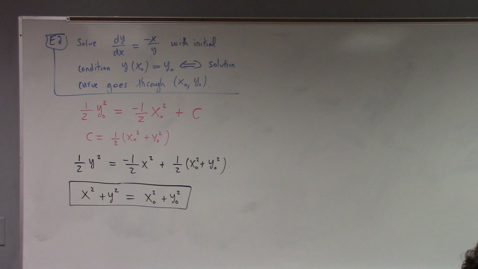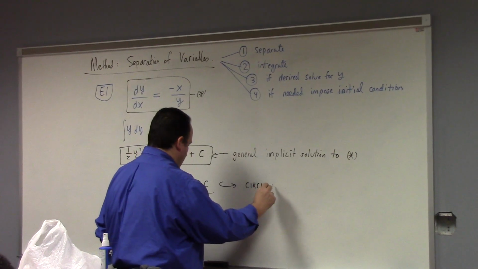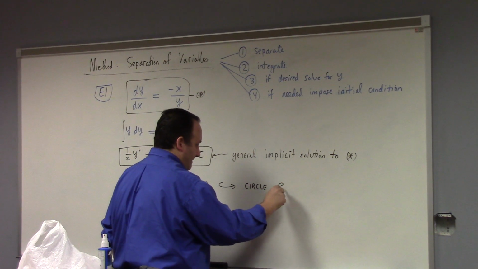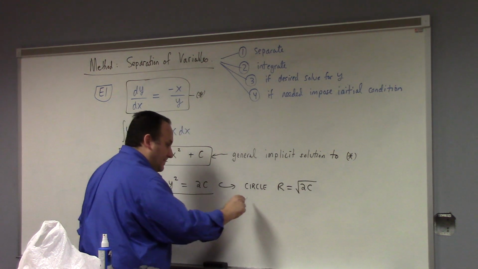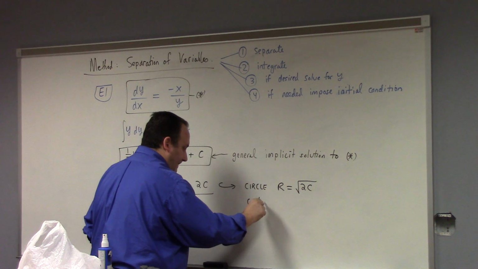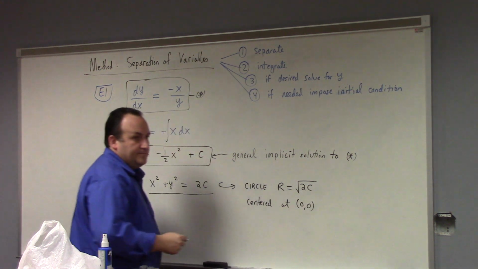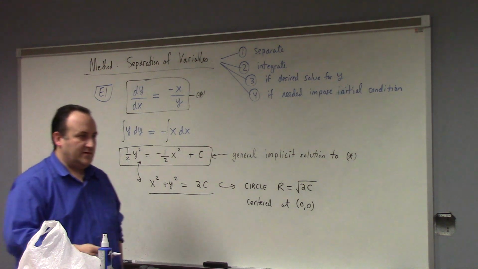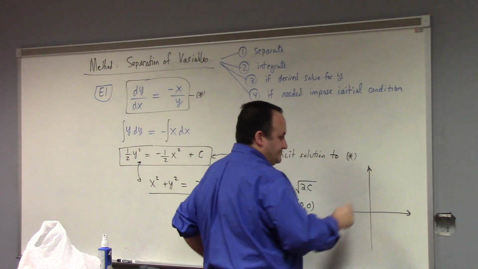And you might recognize this as a circle, right? Radius what? Square root of 2c, yeah? Centered where? The origin, yeah? So of course, if you want the circle, right? So how many solutions are there to this?